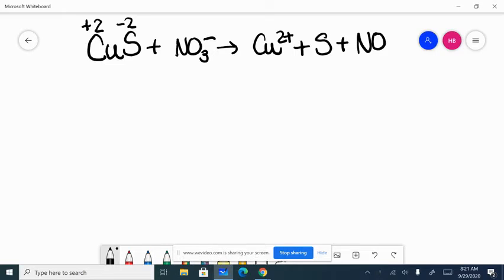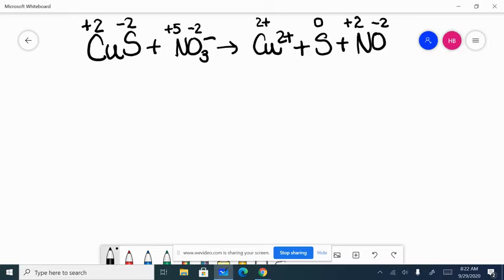Oxygen has a -2, but there's 3 of them, and I need to have a total overall charge of -1. So nitrogen has to provide 5 pluses. This is 2 plus. He's in his elemental state. He's 0. And nitrogen here is +2. So the things that are changing are sulfur and copper.